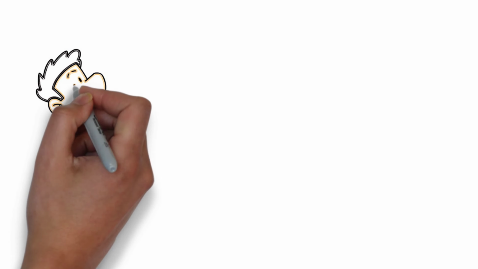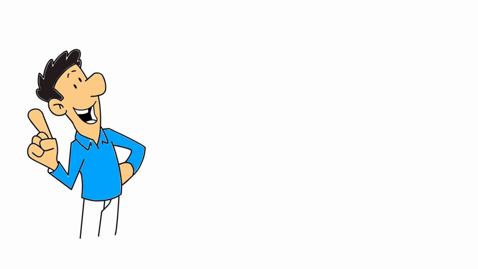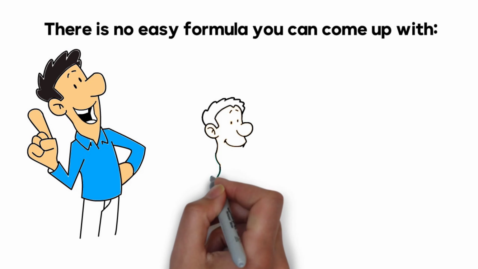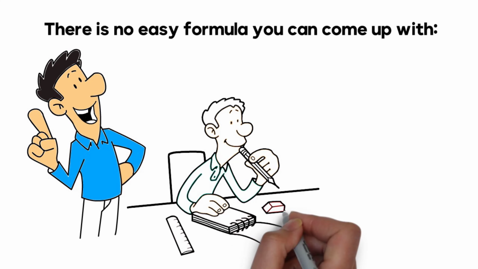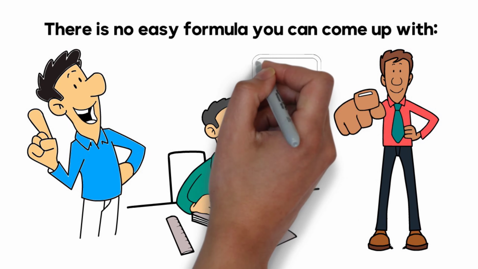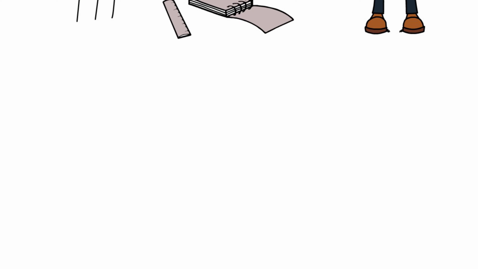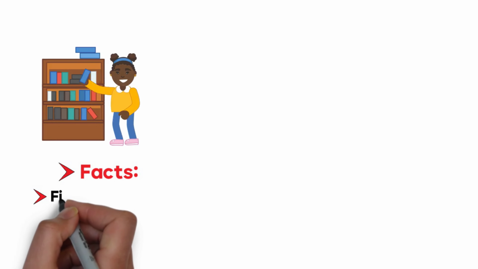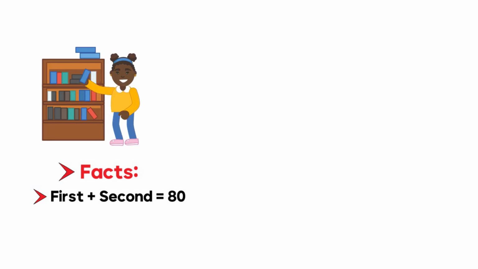solution together. What's interesting about this problem is that there is no easy formula you can come up with. Maybe you're different, at least this is how it was in my case. So if you can come up with the formula, please make sure to post it in the comment section of this video. But what I did, I started looking at the facts. And the facts is that on the first and second bookshelves, we have 80 books.